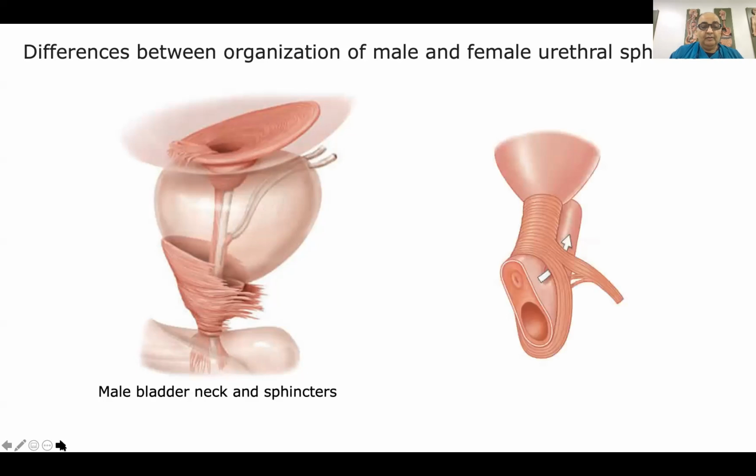And then if we talk about the female model, there you can see there is no internal sphincter, but there is only external sphincter, because there are no ejaculatory ducts. And you can see how closely these two openings are located within the vulva. You can see the opening of the urethra, external urethral meatus in females, and the opening of the vagina.